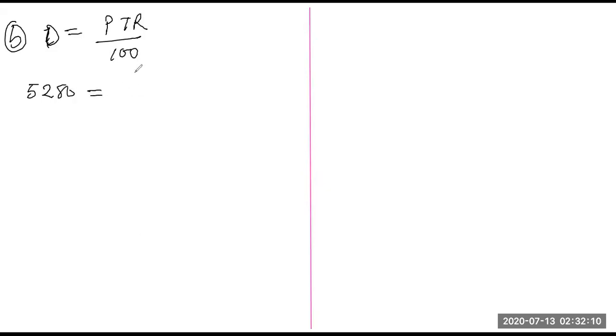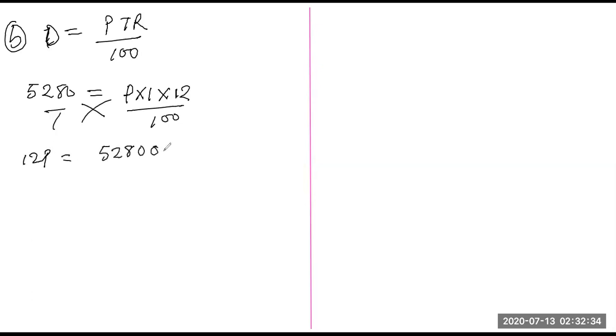5280 is equal to the principal, which is what we are looking for, multiplied by a period of 1 year, during the second year. Please remember it said during the second year, not at the end of the second year. Multiplied by the rate, which is 12 over 100. So when we cross multiply, we have 12p is equal to 528000.